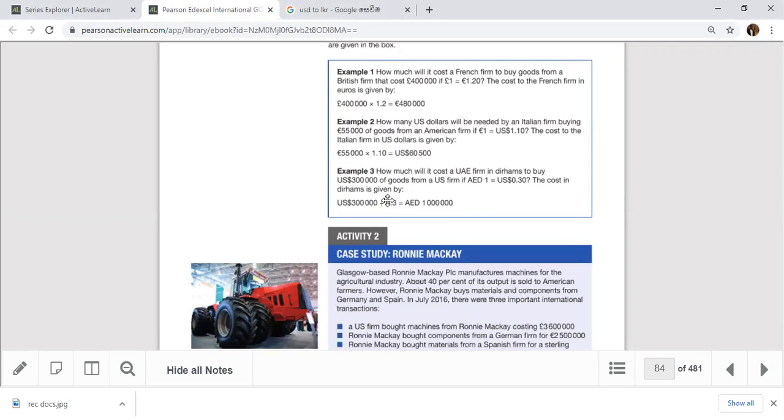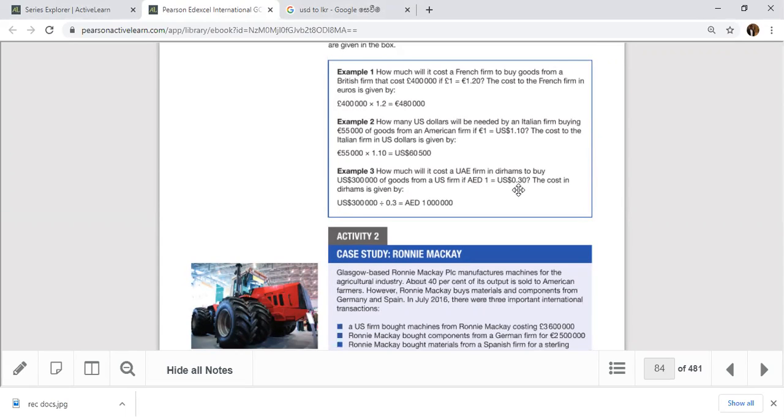Okay, now another example, example 3. How much will it cost a firm in the United Arab Emirates, in dirhams, to buy 300,000 US dollars of goods from the US? Their currency rate is one dirham equals 0.30, that is 30 cents in US dollars. Here the strong currency is the US dollar and the weak currency is the dirham, because one dirham is only about a third of a dollar. The value of the US dollar is more than the dirham, so here the US dollar is powerful.